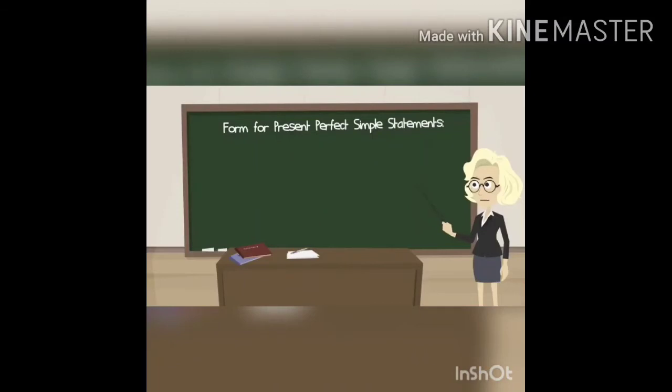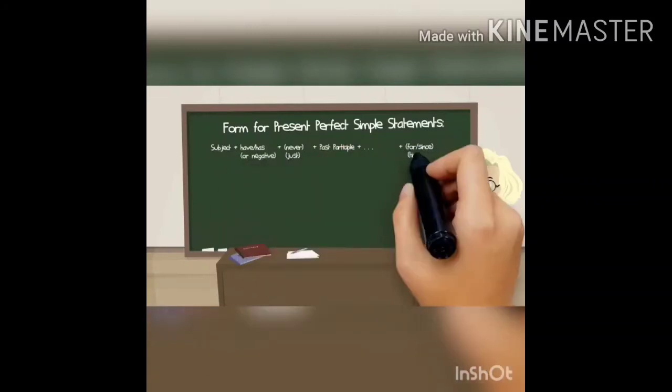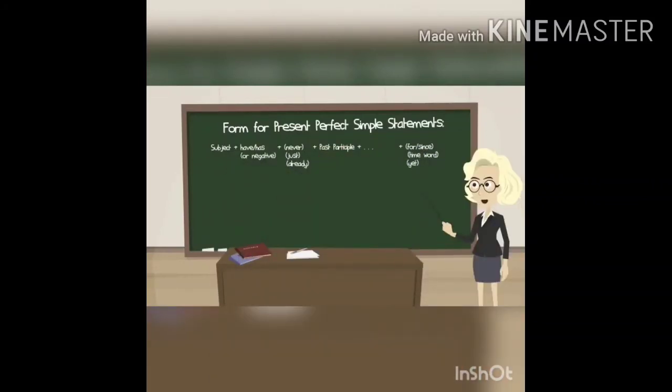Now, let's take a look at the form for present perfect simple statements. So the form is subject plus have or has or their negative form plus never, just or already. These words are optional, plus past participle, plus whatever you want to write, plus for, since, yet, or time words such as before, recently, and lately. Again, these are optional. Let's take a look at some examples.